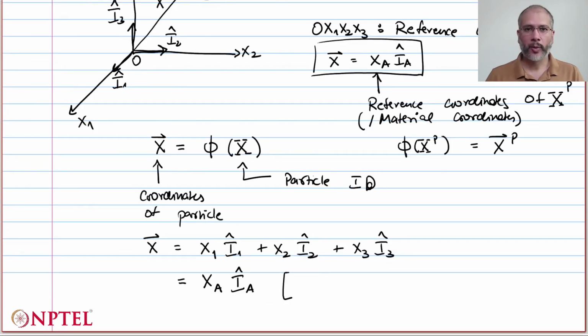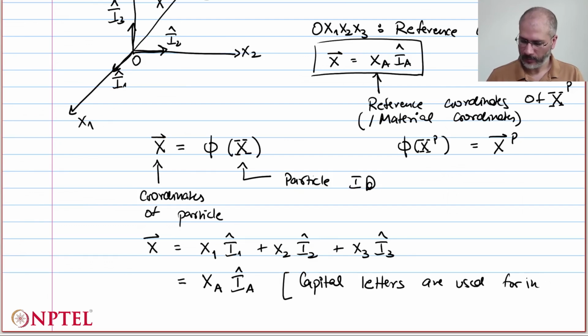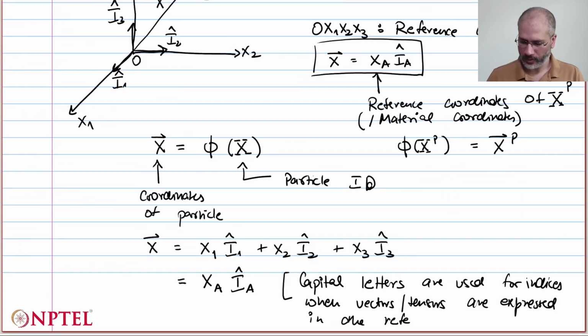And I must make a note here that capital letters, as you can see here, we are using capital letter A, are used for indices when vectors or tensors are expressed in the reference coordinate system.